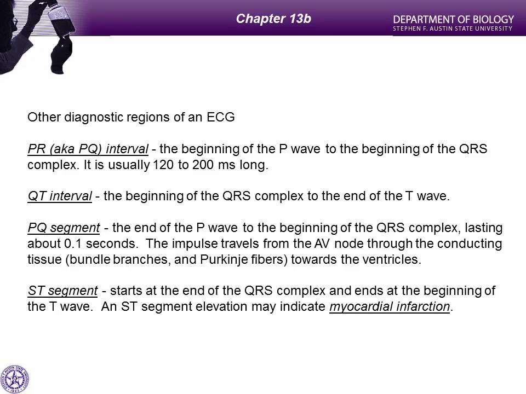Our QT interval we saw includes both the QRS and the T waves. The PQ segment is going to be important because that's the 1/10 of a second in which the AV node is conducting and pausing the signal. If that number changes, that could lead you to deduce that there's something wrong with the AV node.